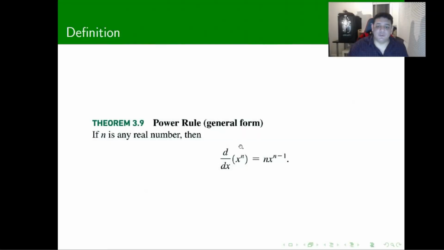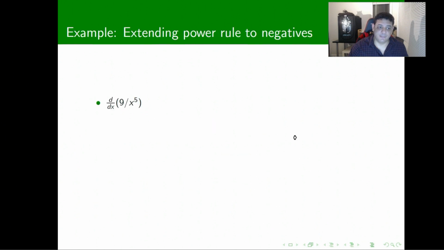Now, just a real quick reminder that the power rule works for any real number. So if we have x to the n, the derivative of that is n x to the n minus 1, regardless of the number being rational, real, or irrational. Okay? So some examples of extending all these rules using powers are going to be the following.